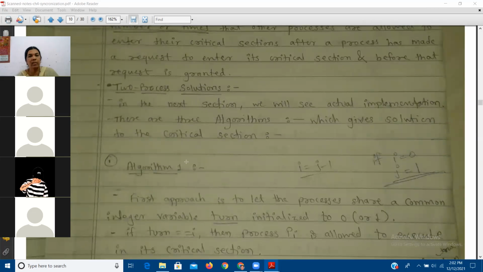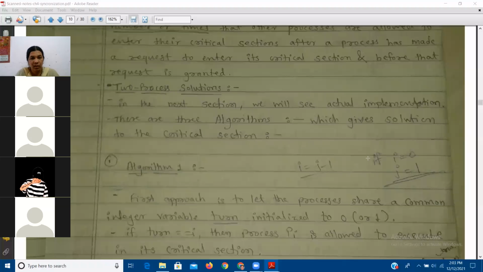First of all, we're discussing two-process solutions. Hope everybody is listening to me. What is meant by a two-process solution? The system consists of only two processes, not more than two. Some solutions are given for that, and if the system consists of more than two processes, that is multiple processes, some other solutions are provided. Again, this is the kind of invention.